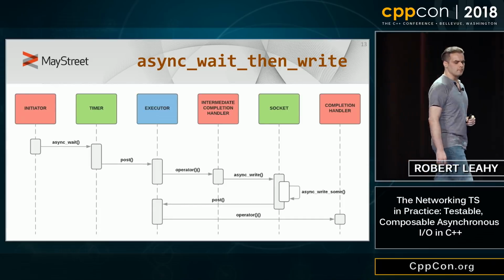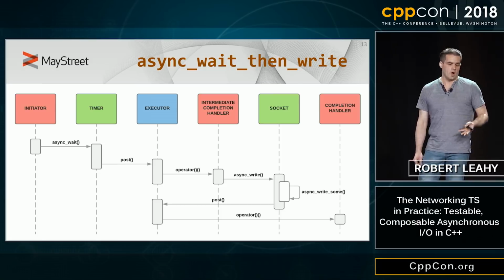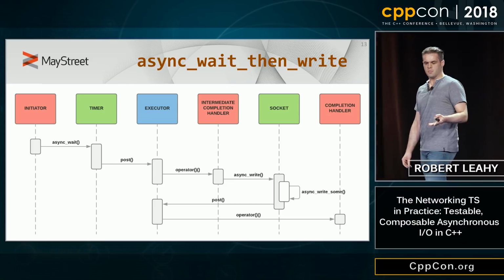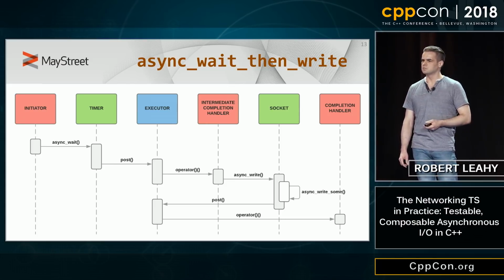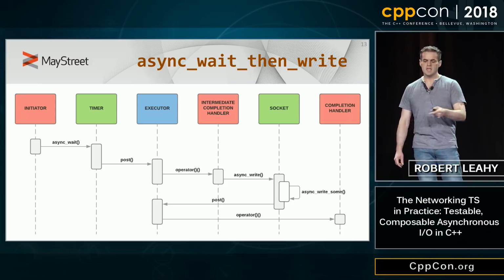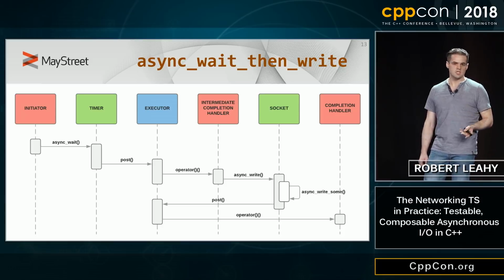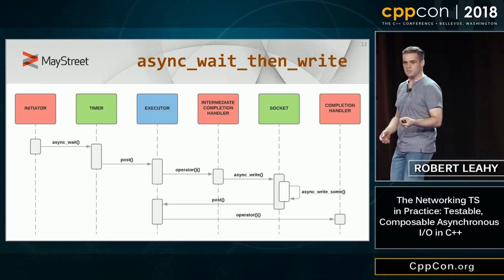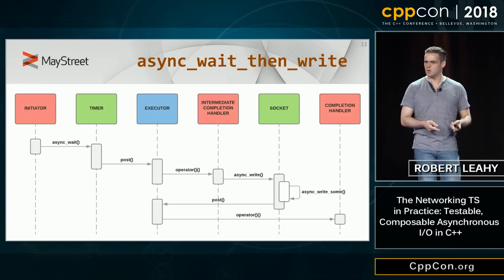Let's look at the sequence diagram. The initiator's lifetime is very short indeed. It calls async_wait on the timer and is then done. The timer proceeds as it waits and then posts to an executor. What could this possibly be? More on that in a moment. The executor invokes our intermediate completion handler, which in turn calls async_write on the socket. Now, async_write is a composed asynchronous operation, so there will be some number of calls to async_write_some on the socket to get those bytes actually written. Then we're going to post to this executor again.